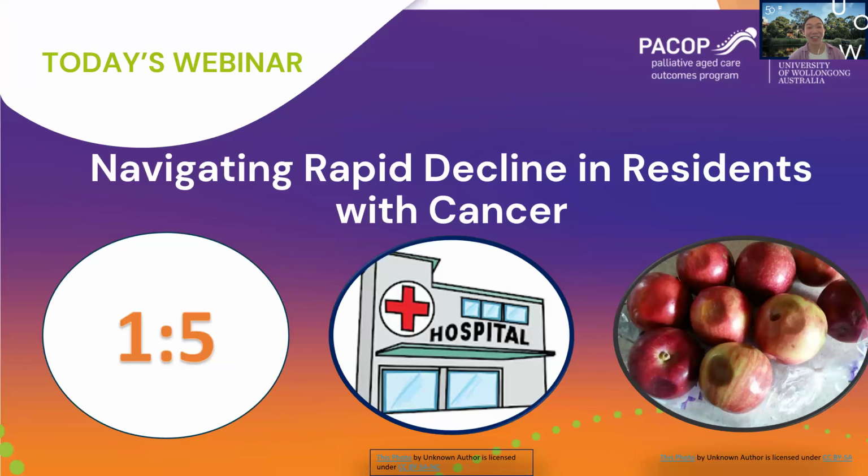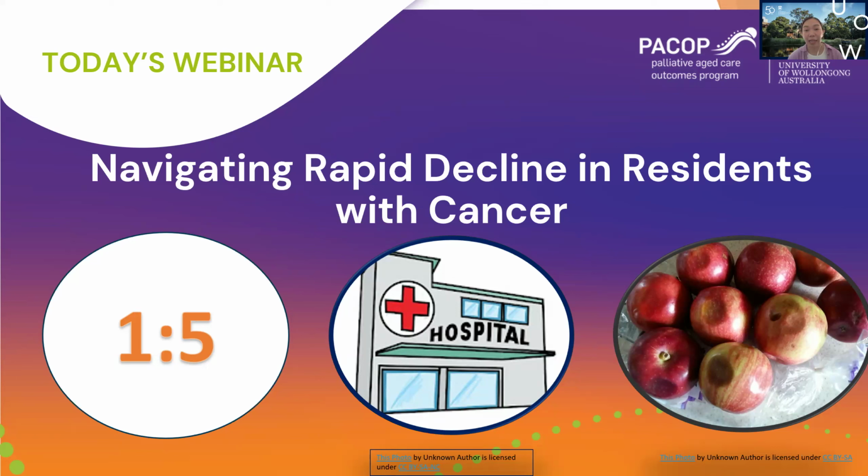Now, let's talk a little bit about our topic for today, which is about cancer and navigating the rapid decline of residents with cancer. So what do we know about cancer in our aging population? Key statistics provided by the Australian Institute of Health and Welfare, or AIHW, show approximately 21% to 27% of residents in our community have a cancer diagnosis, lung and prostate being the most common. It could be active, it could also be inactive, but it's quite a big number, isn't it? It counts to 1 in 5 residents.